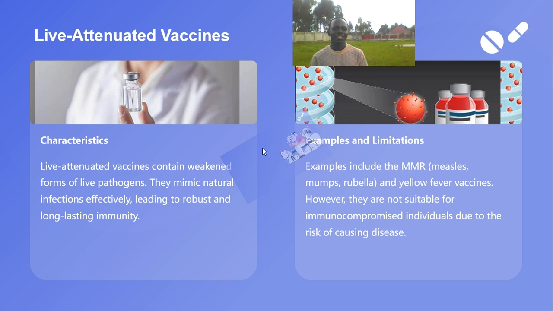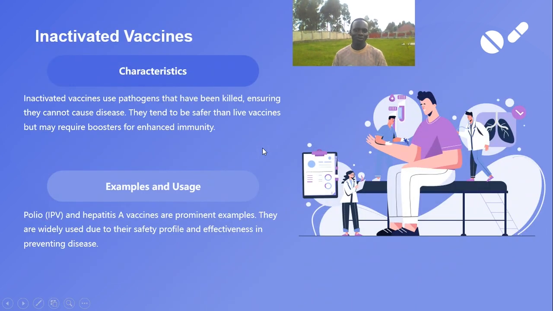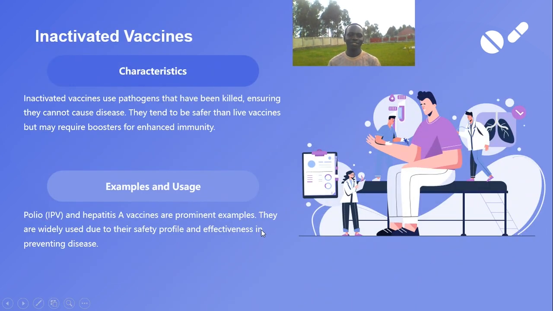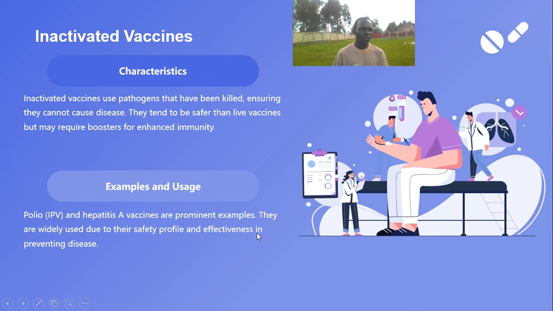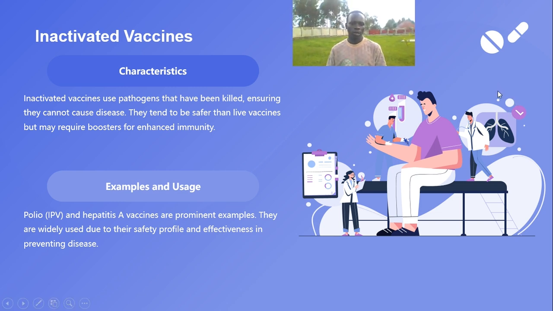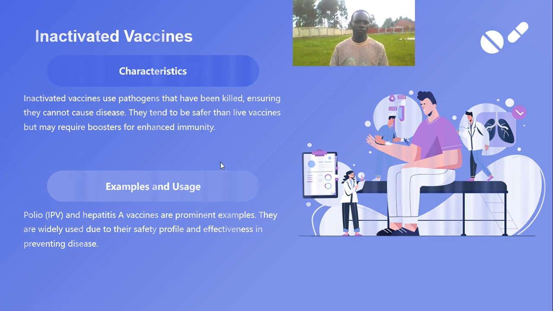So the second type we'll be talking about is the inactivated vaccines. These inactivated, as you can hear it, we are talking about killing the germs and removing some antigens, but the pathogens or microbes are literally killed in this type of vaccines. For example, we can have the polio or hepatitis vaccines. They are classified under these inactivated vaccines.